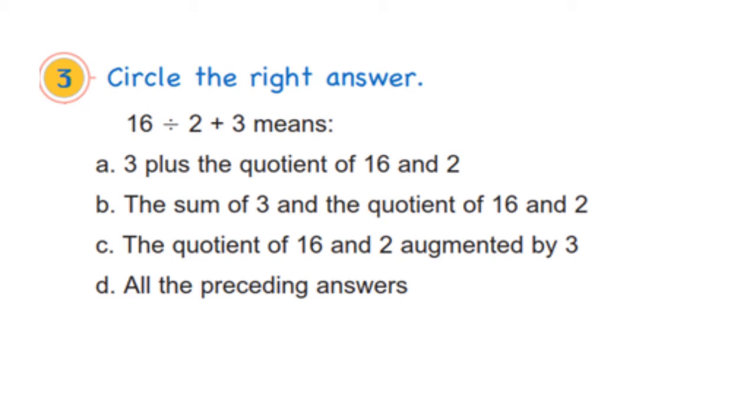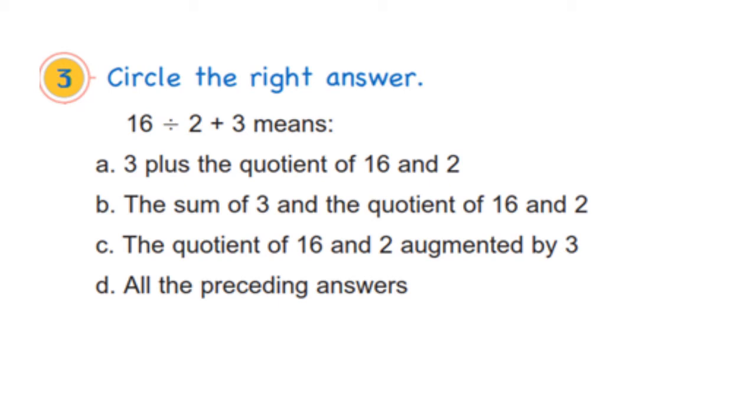In the first one, they are telling us that it's 3 plus the quotient of 16 and 2. Does it work out? 16 divided by 2 plus 3, it works out because you are dividing 16 by 2 and then you are adding 3 to it, so it works out. So the first one is correct.